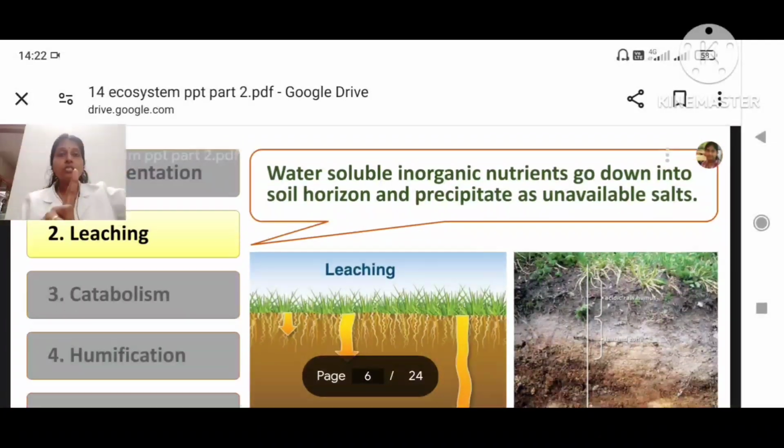So the first process, what happened? The big detritus was made into small fragments. After fragmentation, when water was added to it, when you see the rain or irrigation water being applied, some of these soluble substances get solubilized in water, and they were just percolating and going down the soil horizon, and this process we call as what? Leaching, in which they are present there as unavailable salts.